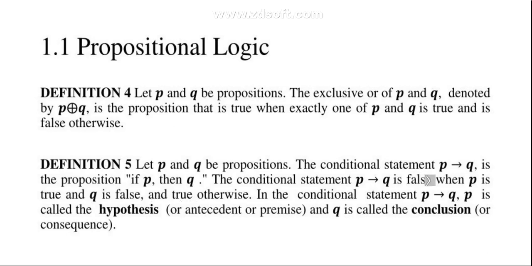So when P conditional Q is false, P is true and Q is false. Otherwise P conditional Q will be true, if P is false and Q is true. So P conditional Q will be true. Now we can see an example. It is a conditional statement P Q. P is called the hypothesis and Q is called the conclusion.